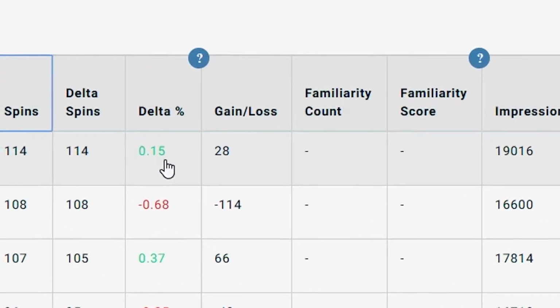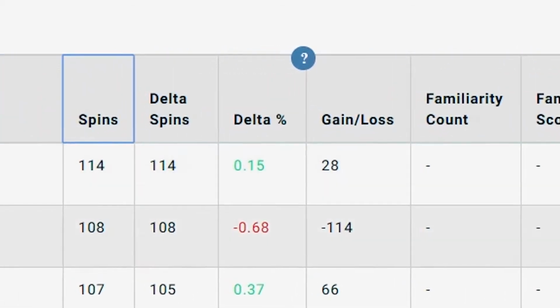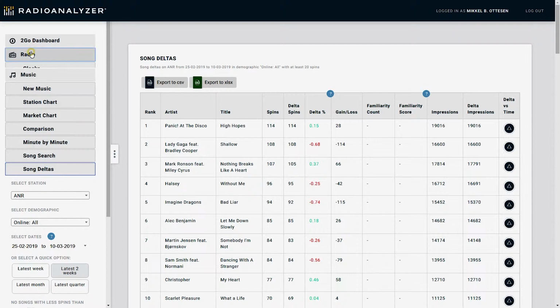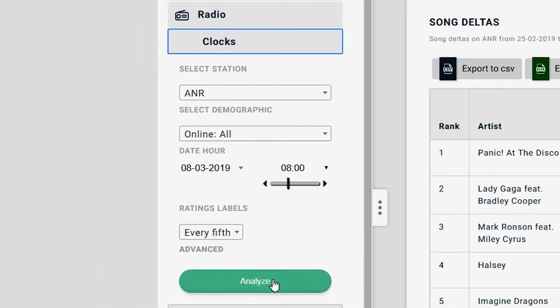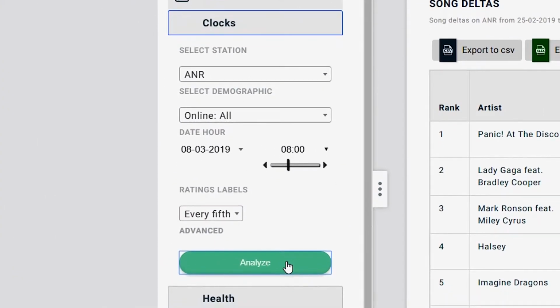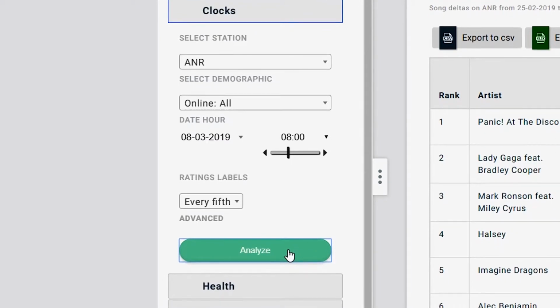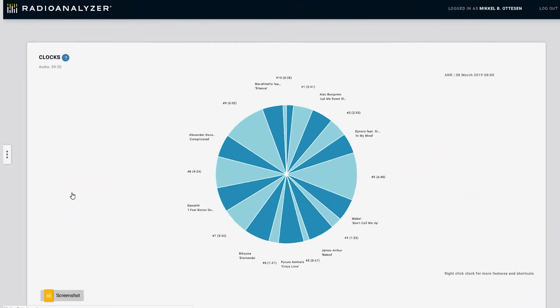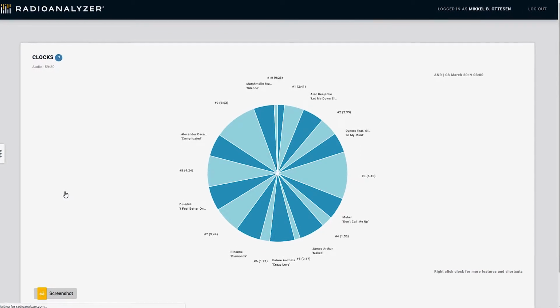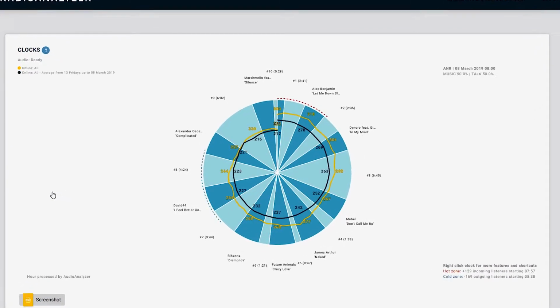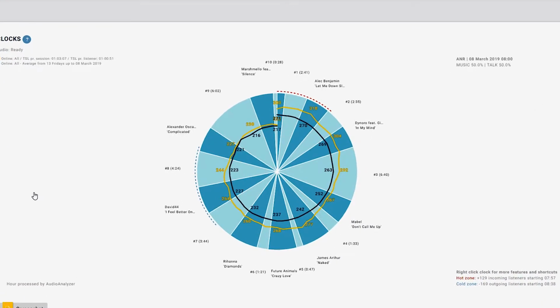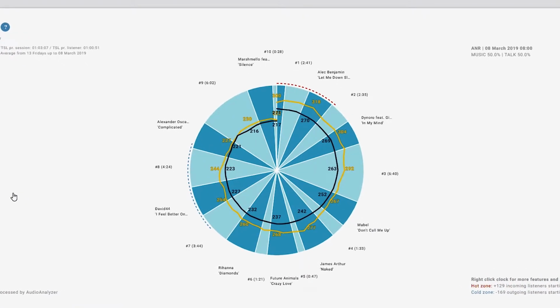To explain a little bit about how the delta calculation works, I'd like to take you back to the function called clocks, because that's really where you can see it measured out as something graphical. Maybe if you've used clocks, you know how we draw this clock and we have two graphs running inside of the clock, the black graph being the average and the colored graph being the actual listening on this particular day.